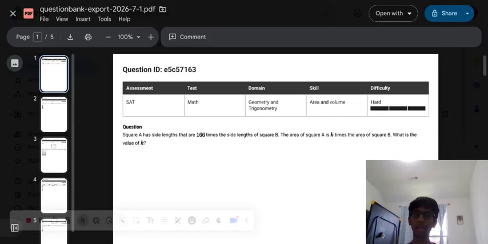Question 1 says square A has side lengths that are 166 times the side lengths of square B. The area of square A is k times the area of square B. What is the value of k? Okay, so what do we know about squares?